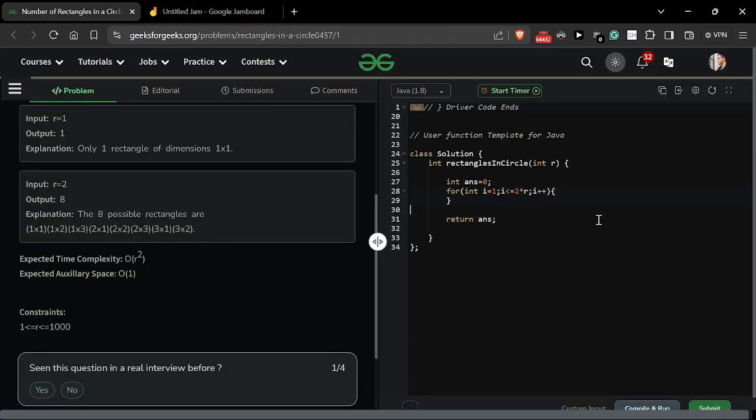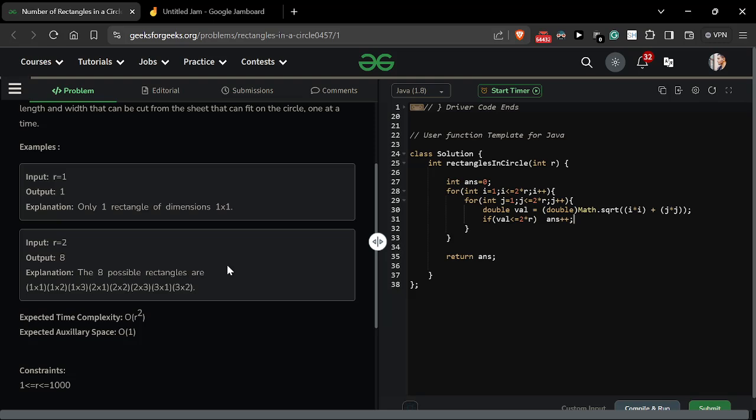So we have an answer variable, and we start a loop from 1 onwards, and the maximum is 2 cross r. This is the height and this is the width. So in total, this formula value is equal to height square plus width square under root. So we will convert this into double. So this value must be equal or less than 2 cross r. So if it is, then we can cut out this rectangle and we will increment our answer. So this question is simple and its time complexity is r square and space complexity is constant.